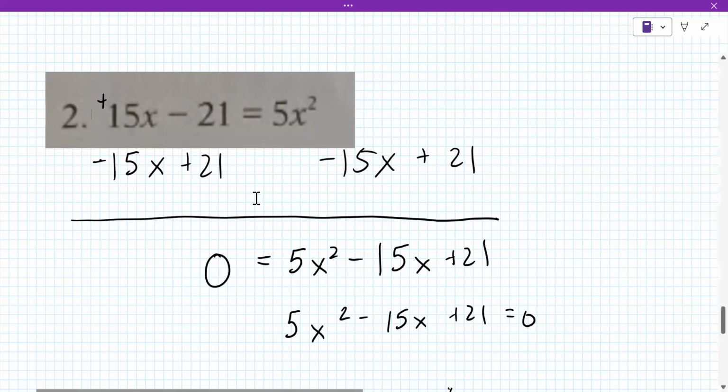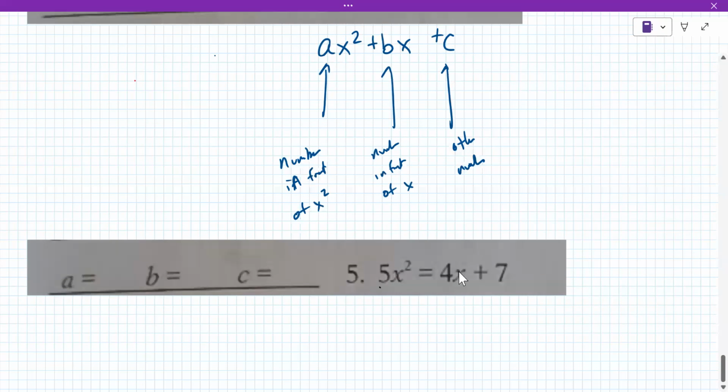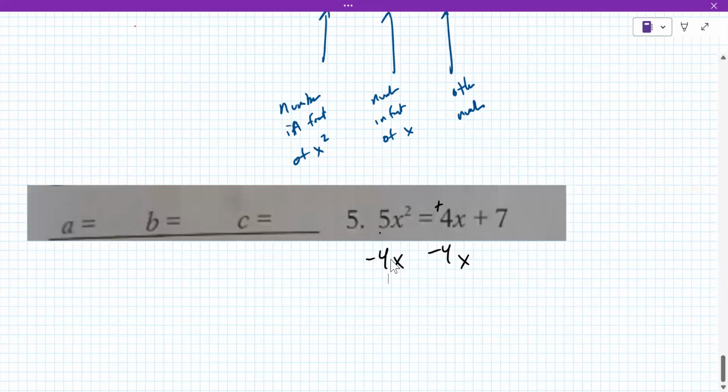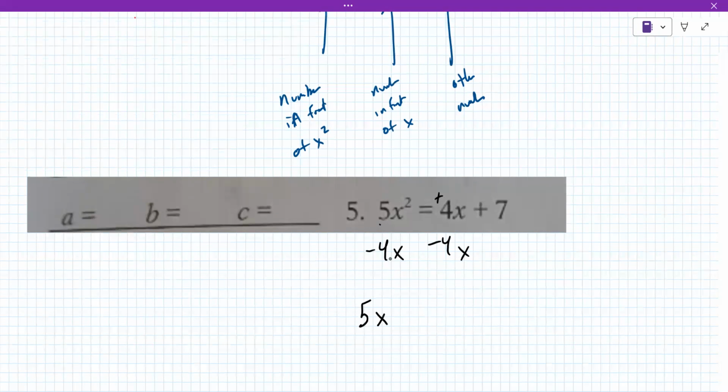So if you're trying to move 4x left, is 4x positive or negative? Positive. So how do you undo a positive? You subtract it by itself on both sides. 4x. Now does it go with 5x squared? It can't. It's not a like term.